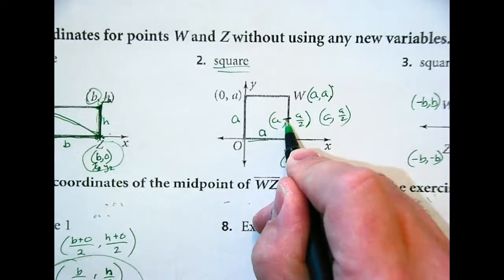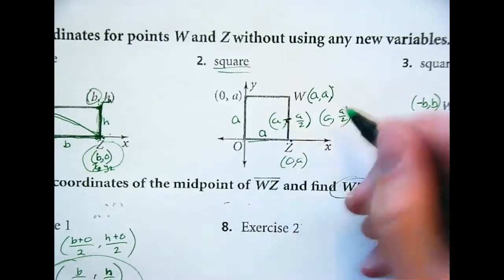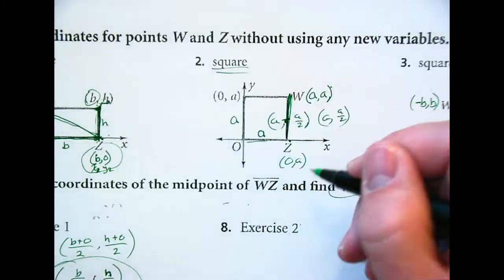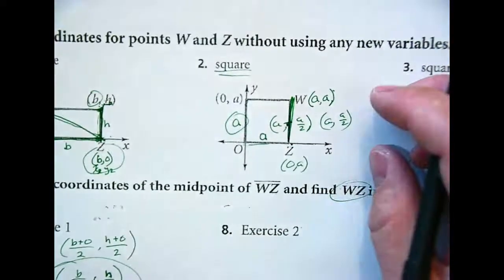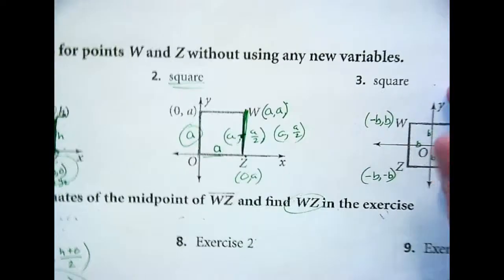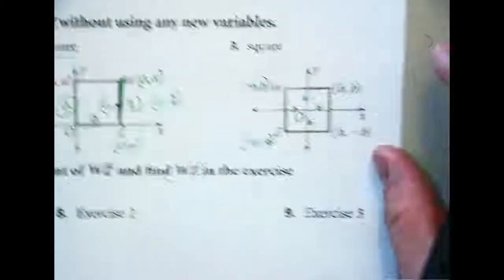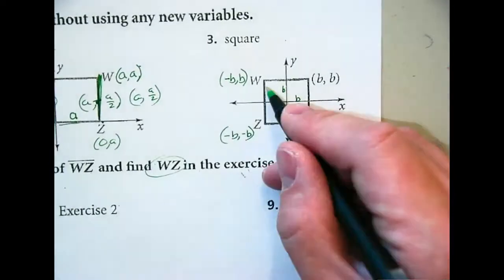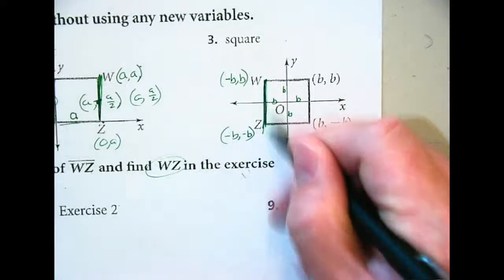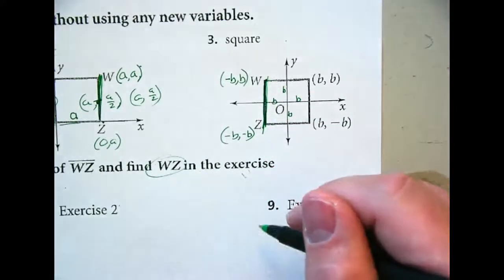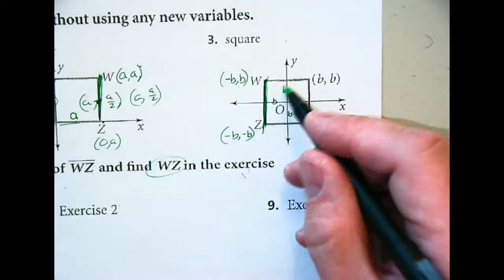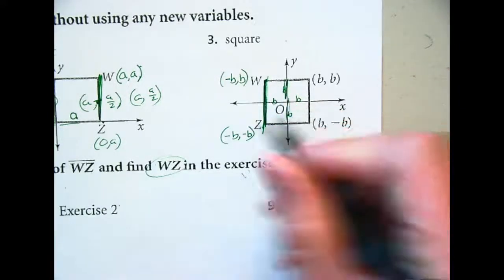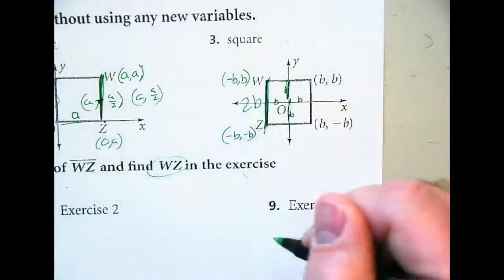Okay, distance, what's that length? Yeah, it's A. That's easy. All right. What's this length? It's B and B, which is 2B.